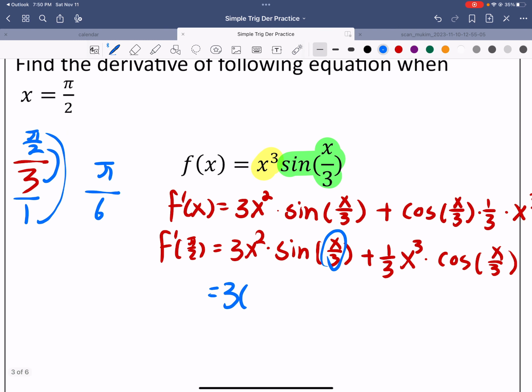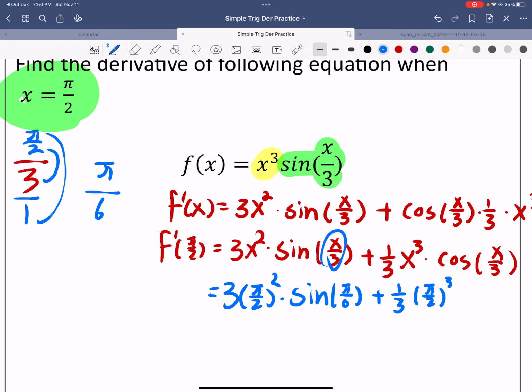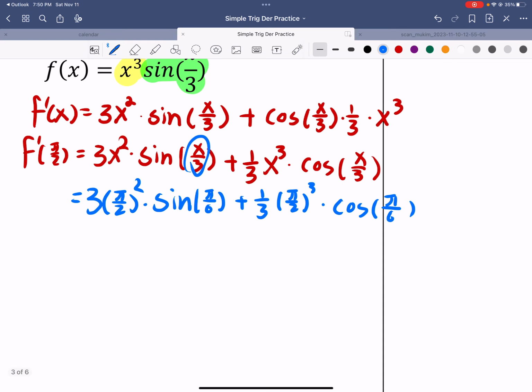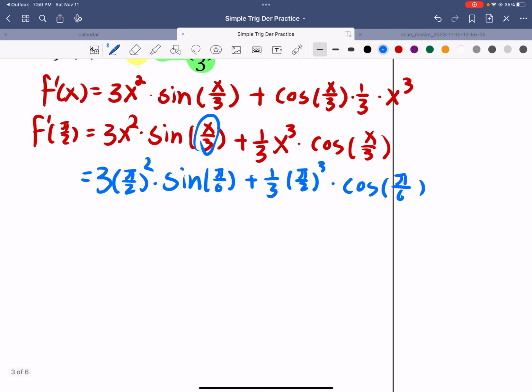I think you're confused. x is equal to pi over 2, right? So here, x I'm going to put pi over 2 squared, times sine. Now, instead of x over 3, if I plug in pi over 2, x over 3 will become pi over 6. And this one is pi over 2 to the 3rd power times cosine x over 3. So x over 3 is pi over 6, which we already went over.